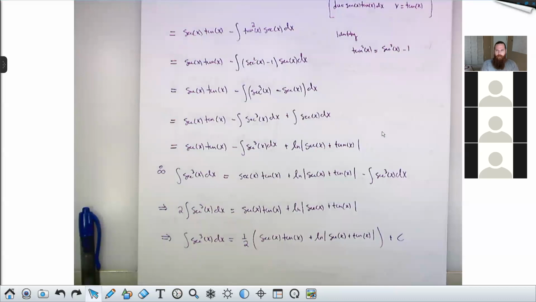So the odd powers of secant, they're tricky integrals. They require integration by parts, and they loop in the same way that the damped harmonic oscillator loops.